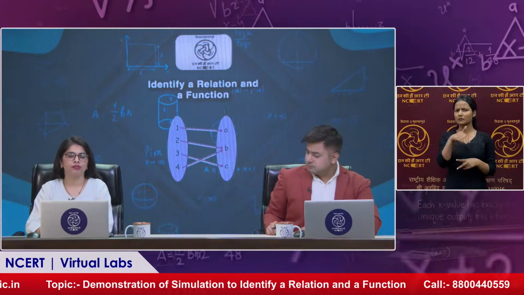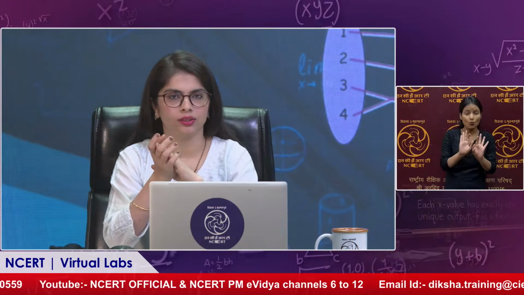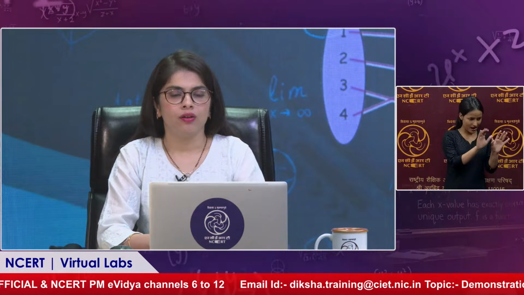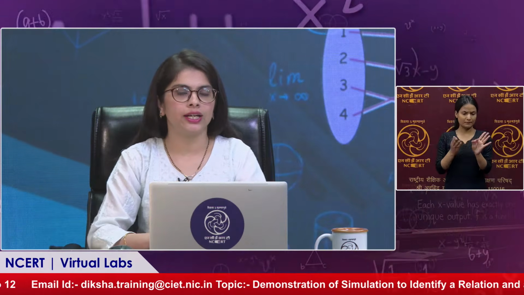Now after the set, we should know what a relation is and what a function is. We have two sets, first is set A and another one is set B. When we establish a connection from set A to set B, it is called a relation. And what is a function? When we talk about relation, we apply two conditions. First, all the elements of set A are associated with distinct elements of set B.